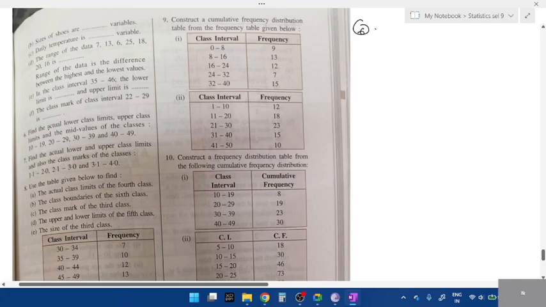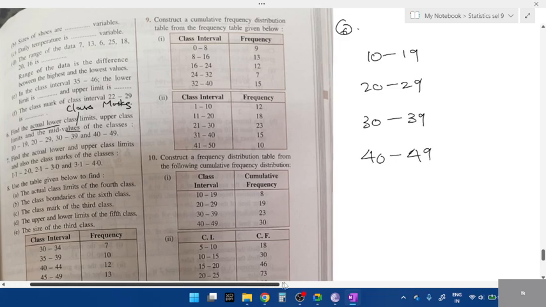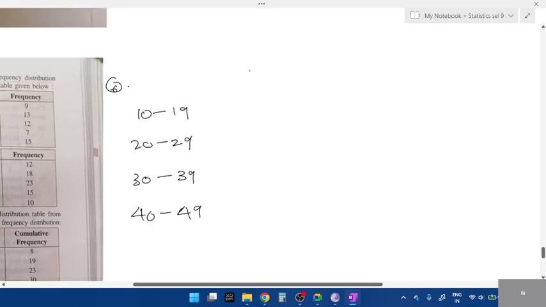What they've given: find the actual lower limit, upper class limit, and mid value. Mid value means what? Class marks. Class marks are always the mid value. Is this continuous or discontinuous? First, tell me that. It's discontinuous, right? How do you make it continuous? We use a formula called adjustment. But what will be the difference? The adjustment factor is always how much? 0.5.